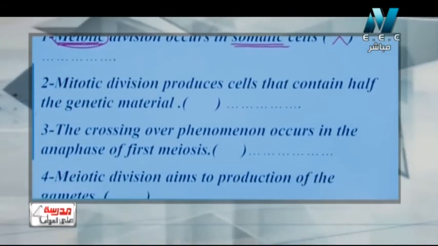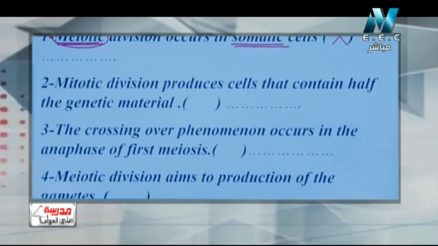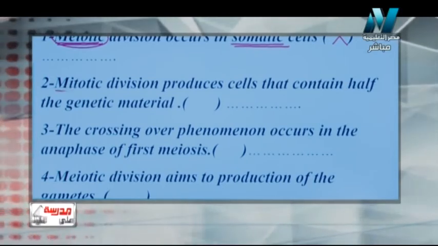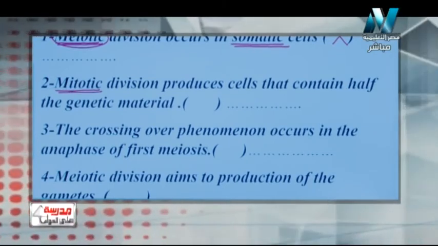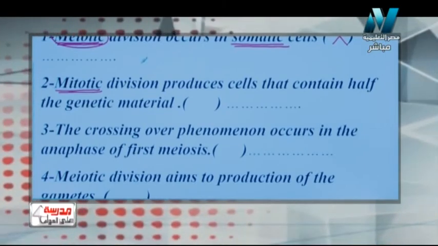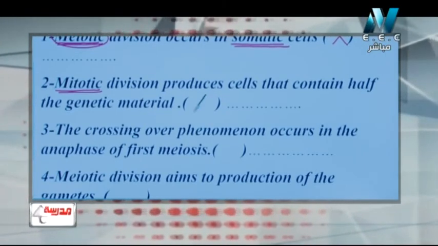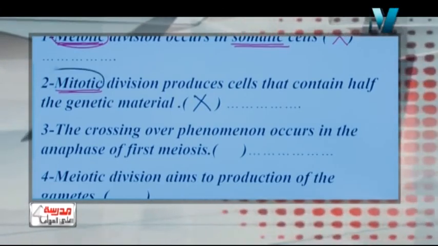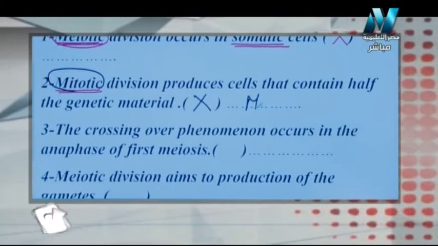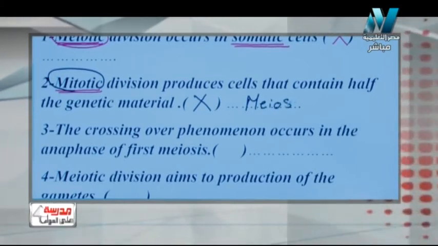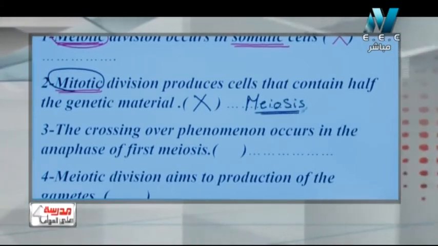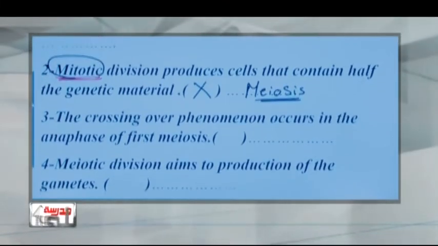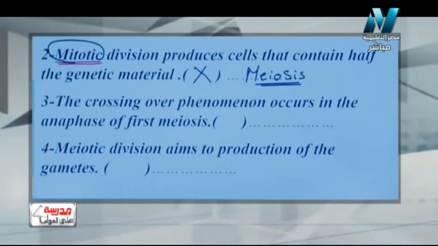Number two, mitotic division produces cells that contain half the genetic material. It says mitotic as mitosis. So we have what? Right or wrong? Of course it will be wrong, because here instead of mitotic I can say meiotic, which means meiosis. Meiotic division produces cells that have half the number of chromosomes of the mother or the original cell.